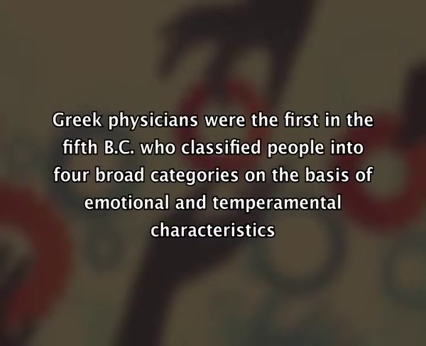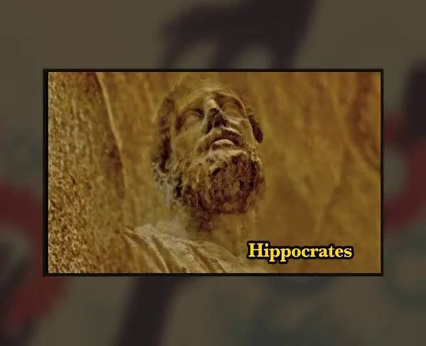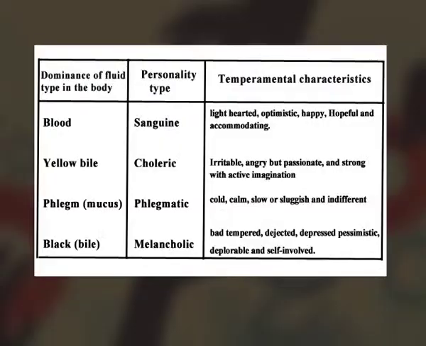Greek physicians were the first in the 5th century BC who classified people into 4 broad categories on the basis of emotional and temperamental characteristics. Hippocrates theorized that the human body consists of 4 fluids. The personality of an individual is typed by the dominance of one of them in the body. Dominance of a fluid like blood gives birth to a personality type called sanguine. These people used to be light-hearted, optimistic, happy, hopeful and accommodating.